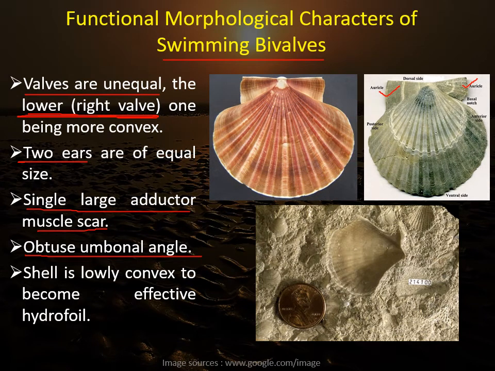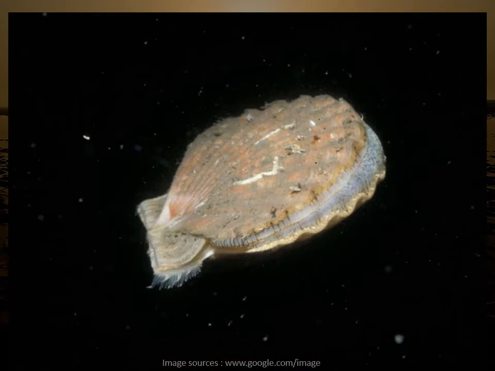Now, what does it do when it tries to swim? You can see another picture of a swimming bivalve. The difference you can see in these two pictures is that in this picture the auricles are of the same size, whereas in this picture the two auricles are of different size. Now why are they so? Here you can see a swimming bivalve in its swimming condition.